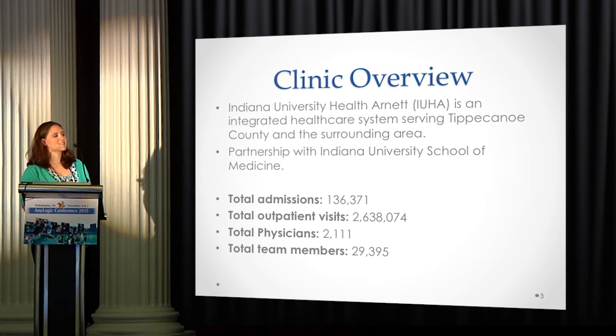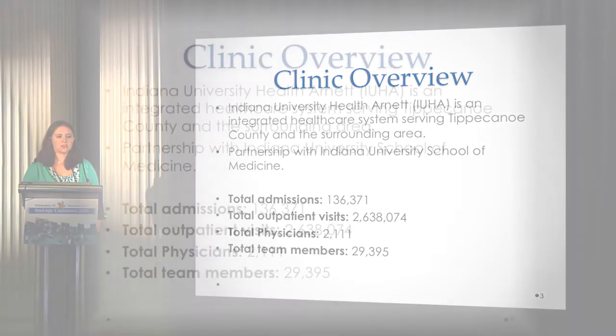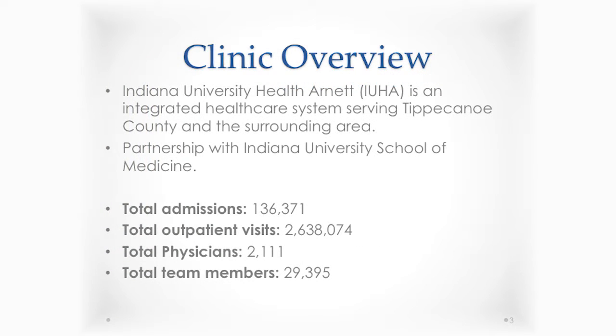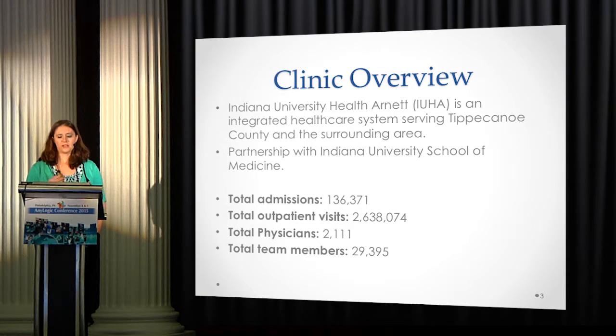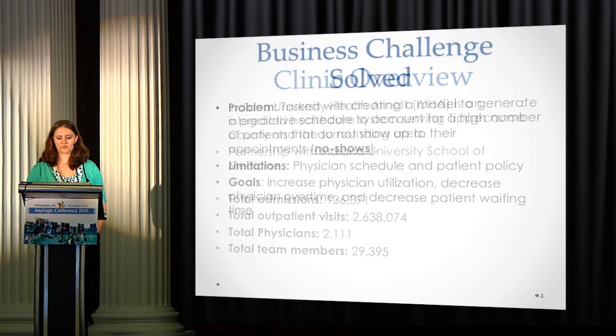So this is the hospital system I was describing. And like I mentioned, our model is working on an outpatient clinic. Outpatient means that the patient comes in and gets seen and leaves the same day. And so this hospital system, as you can see here, sees over 2.6 million outpatient appointments per year. So this is a very important problem to them to understand how to schedule and make capacity decisions. And so they had asked us to work on this problem.